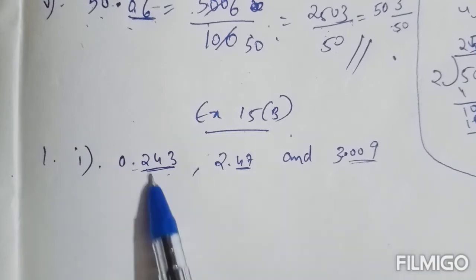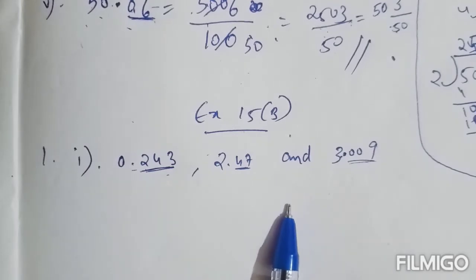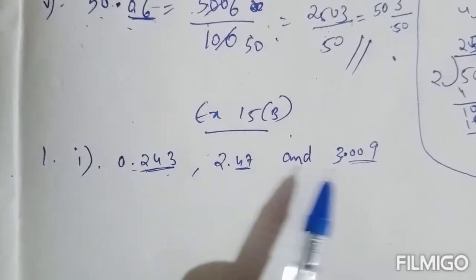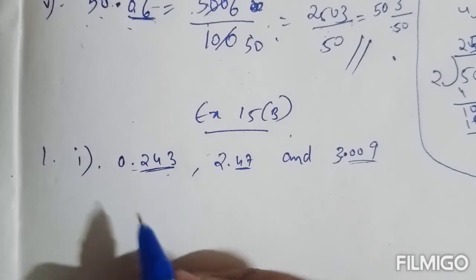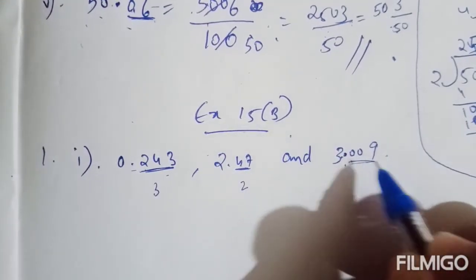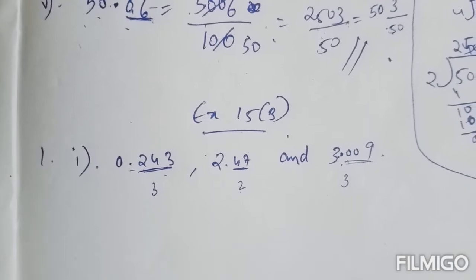So here the given decimal numbers are unlike decimal numbers. You know what unlike decimal numbers are? After decimal point, how many digits are coming here? In the first decimal it is 3. In the second decimal it is 2. In the third decimal it is 3. The number of decimal places is not the same here. So they are unlike decimal numbers.